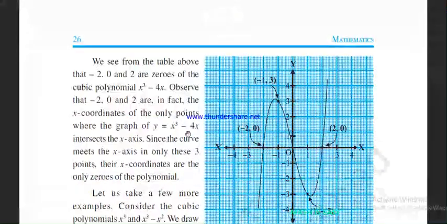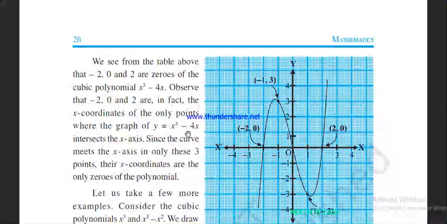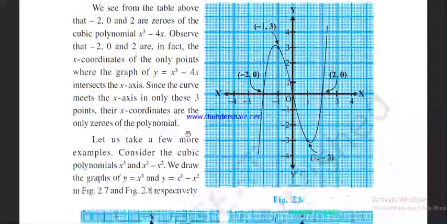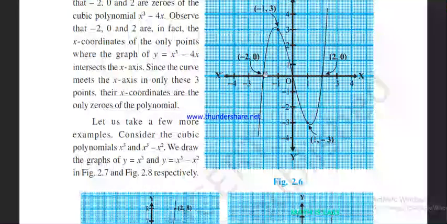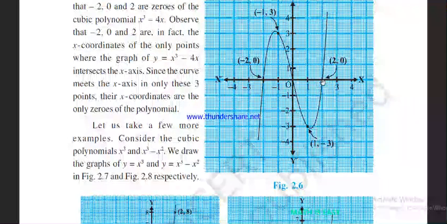Okay. So now onwards, if the graph is intersecting the x-axis at how many points, that many solutions will exist. That is the conclusion we come to. Here the graph is intersecting at 3 points, so here you can say 3 distinct solutions.